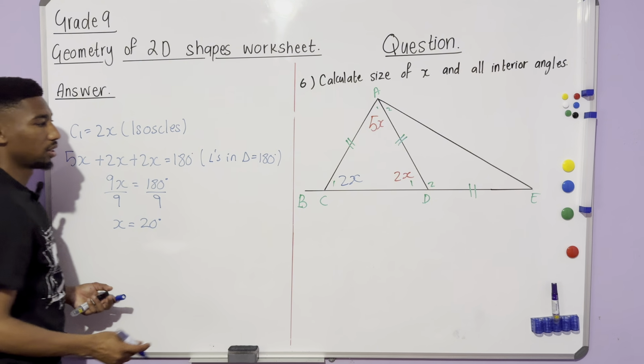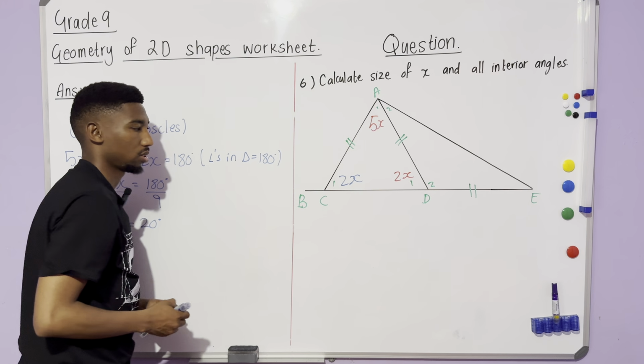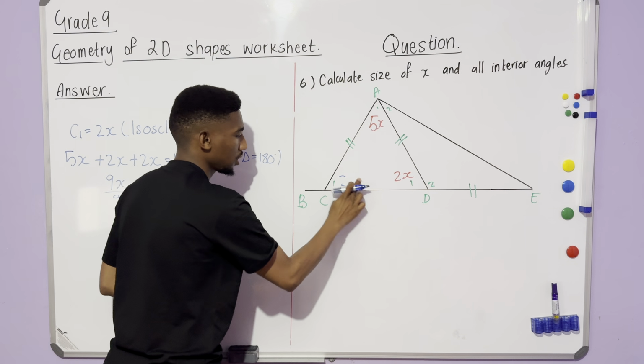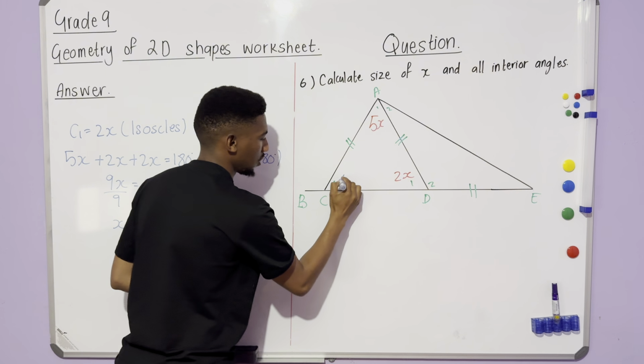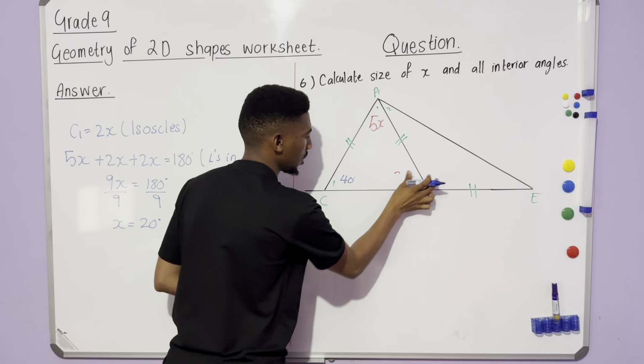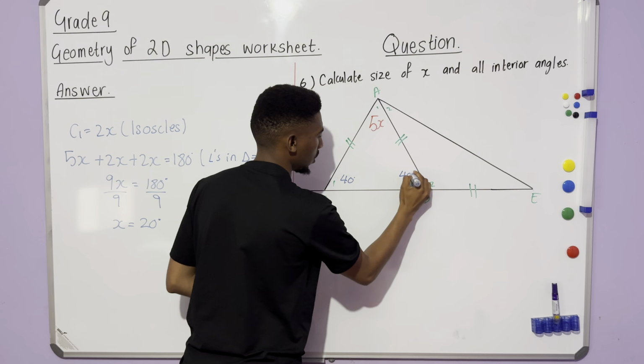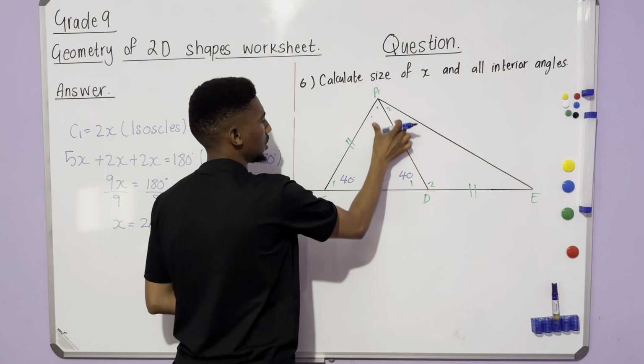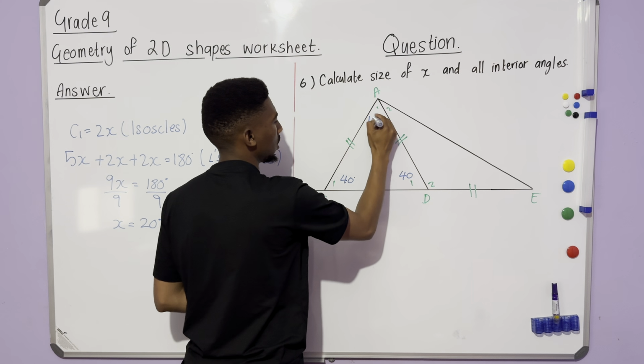Once we have that, we can now replace that x with 20. So 2 times 20 is 40. So we have 40 over here and 40 over there. And 5 times 20 is 100.